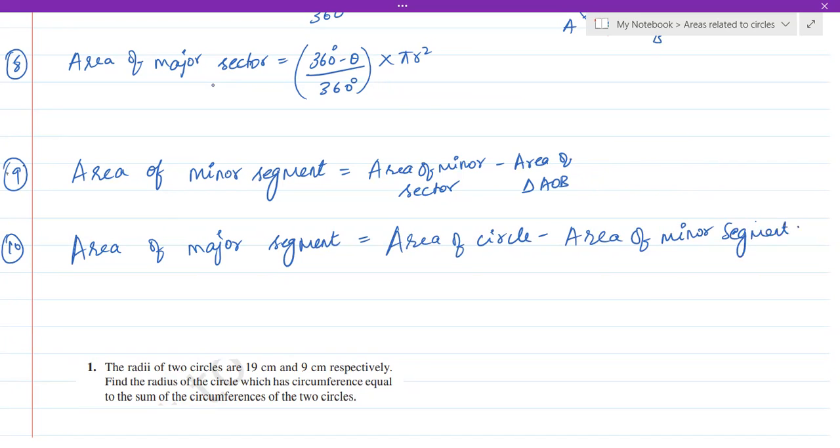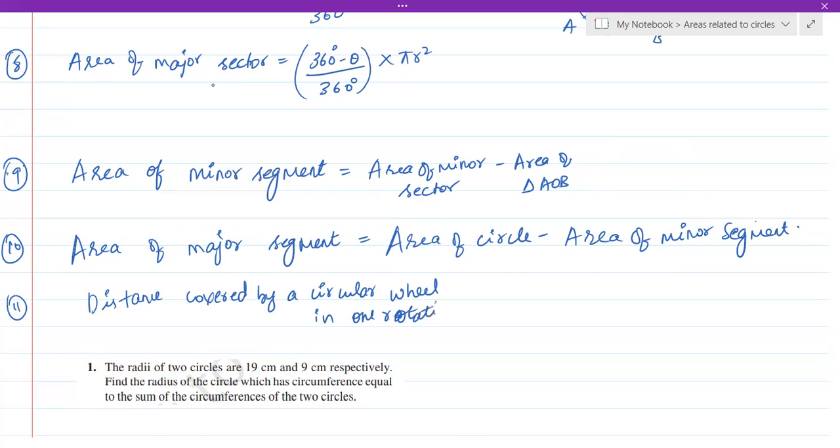Okay. And let's come to the next important formula. Distance covered by a circular wheel in one rotation or one revolution. One rotation. That will be equal to how much? Guess it. It will be equal to the circumference of the circle.